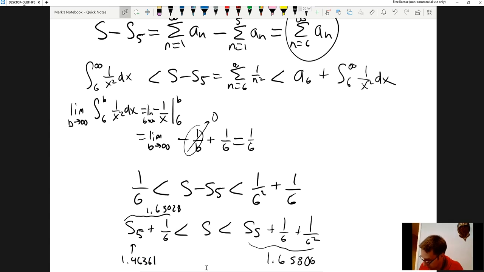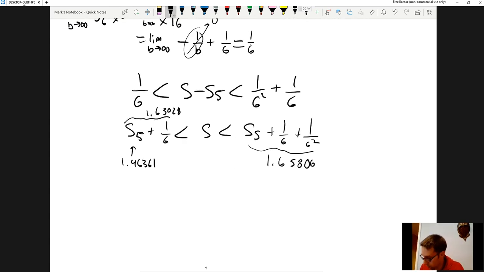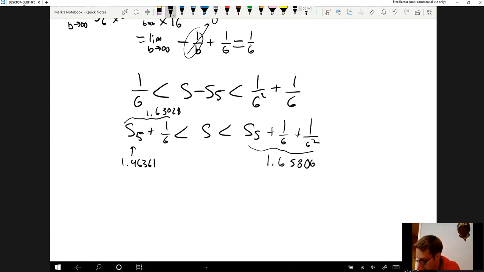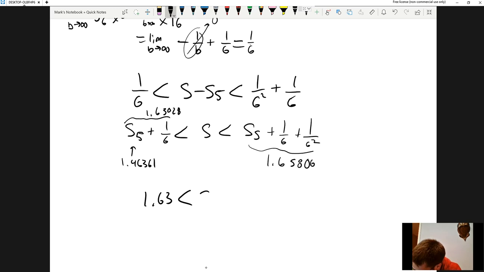We'll put all those pieces together. We computed S5. That's just the sum of the first 5 fractions. That's something you could easily do with your calculator. 1/6 is just one more fraction. And so we could say that 1.63 is smaller than the true sum, and 1.658 is bigger than the true sum. So the answer, whatever it may be, must lie in between those two values.